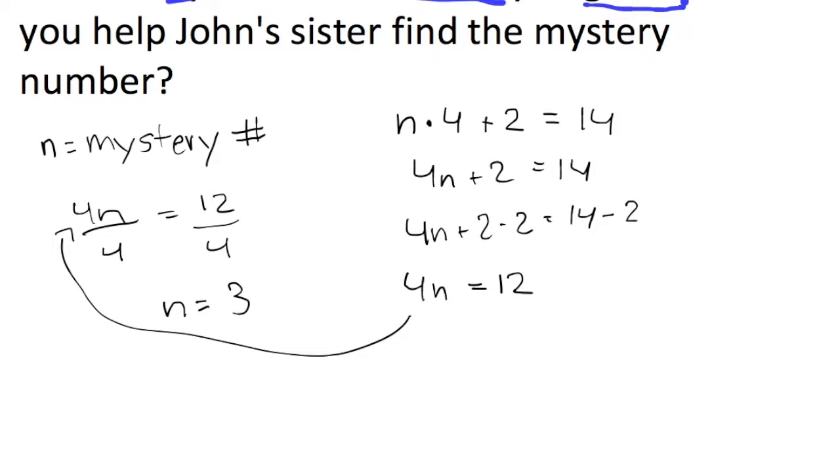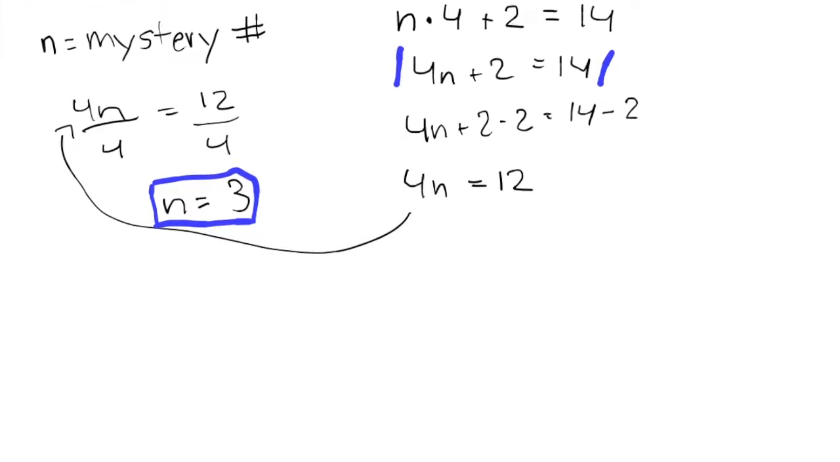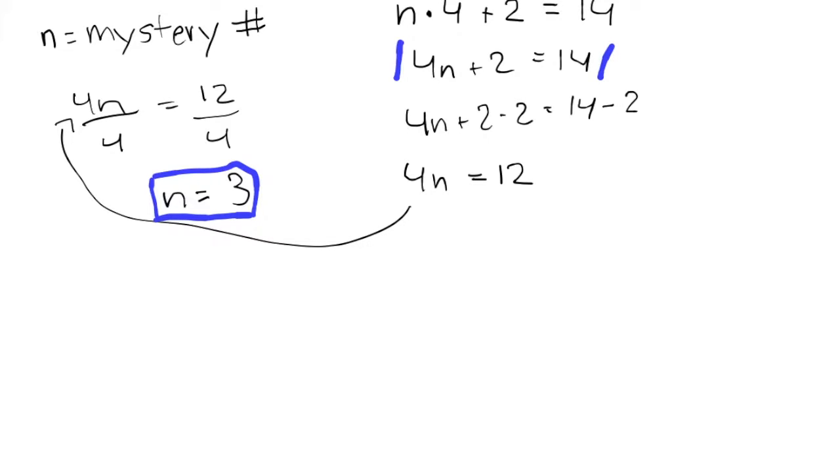When we go down to our verify step, we basically plug in 3, because we got n is equal to 3, into our first equation, which is 4n plus 2 is equal to 14. And if both sides of the equation are equal, then we know that we got the correct answer. Let's go down here and sub n for 3. So we have 4n, and since n is 3, we write 4 times 3 plus 2 is equal to 14.